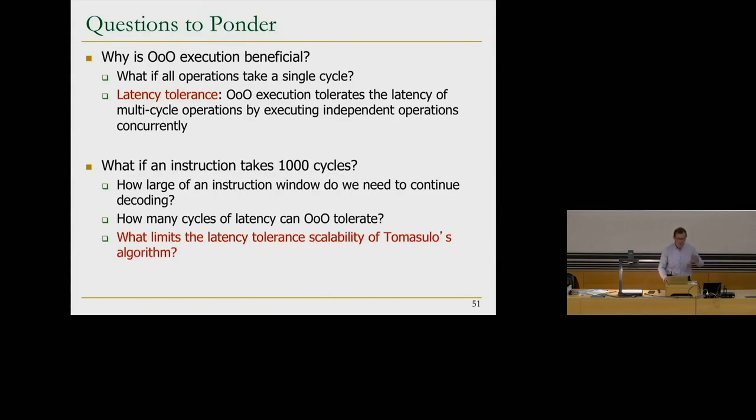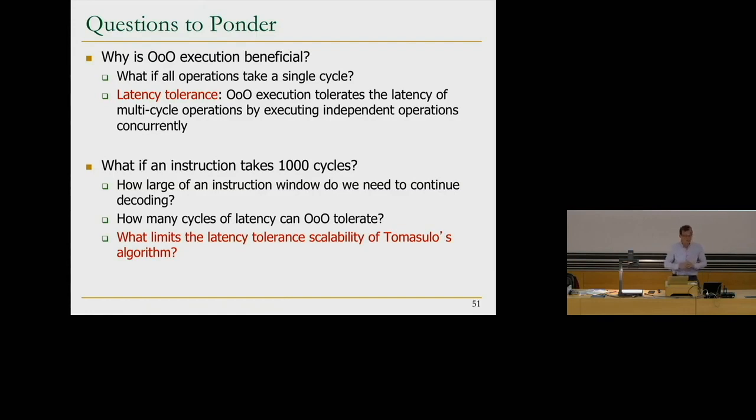I have a lot of questions over here, which I'm not going to fully answer. But what limits the latency tolerance scalability of Tomasulo's algorithm? Basically, how big you can make this instruction window size. If one of the instructions takes 5,000 cycles, you need to make it 5,000 instructions large so that you don't need to stall decoding. Now again, as an architect, maybe you don't want to do that, right? You want to analyze how often you see these instructions that take 5,000 cycles. If you don't see them that often, maybe it's okay. But if you see it 25% of the time, maybe you should increase the instruction window size so that you don't stall as much, right?